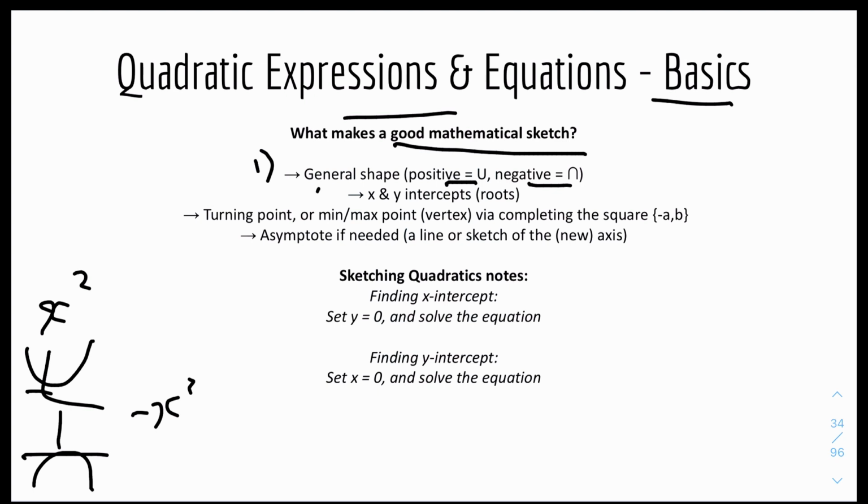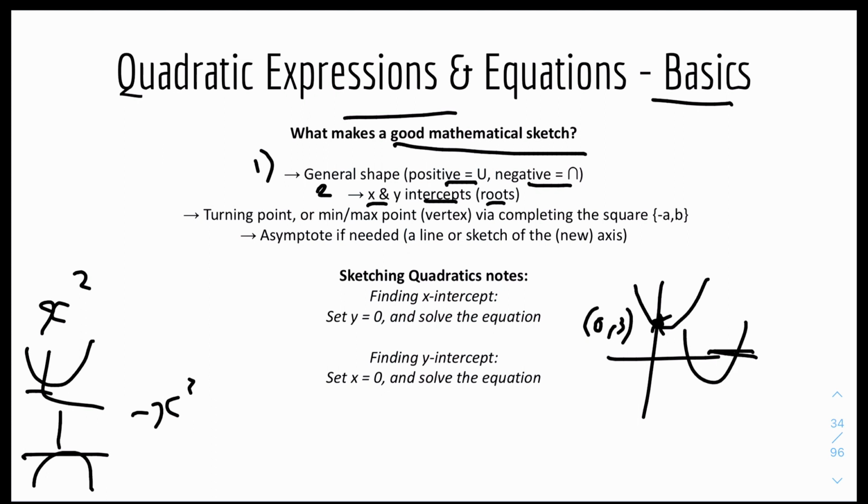And number two, you need to state the x and y intercepts or the roots. So let's say this graph crosses here at x equals 0 and y equals 3, you have to put 0, 3 to state the intercepts. Or here, you have to plot the points to state the intercepts, for example 1, 0 and 3, 0. So the examiner or the people that mark your work can see what roots this graph has.